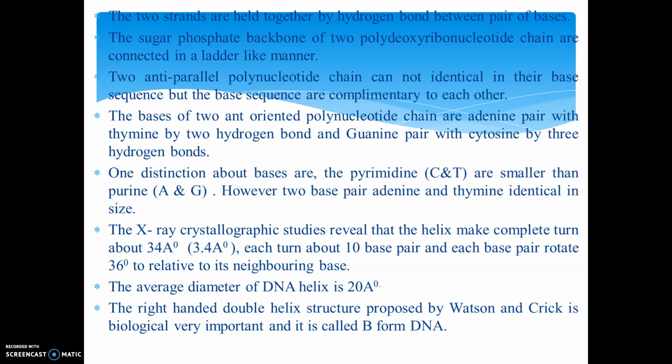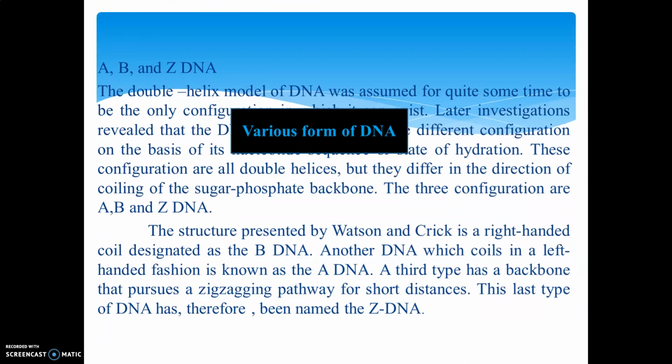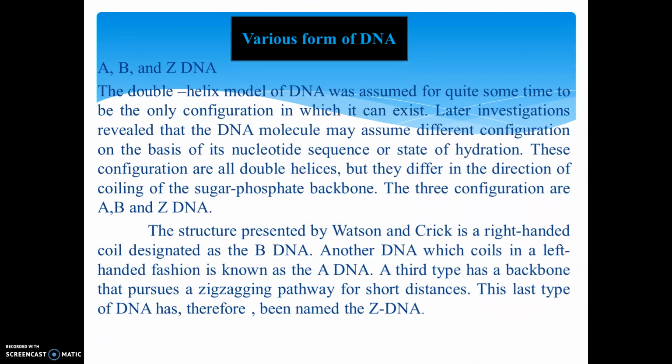The average diameter of the DNA helix is 20 angstrom. The right-handed double helix structure proposed by Watson and Crick is biologically very important, and it is called B-form DNA. Now we look at the different forms of DNA: A-form DNA, B-form DNA, and Z-form DNA.